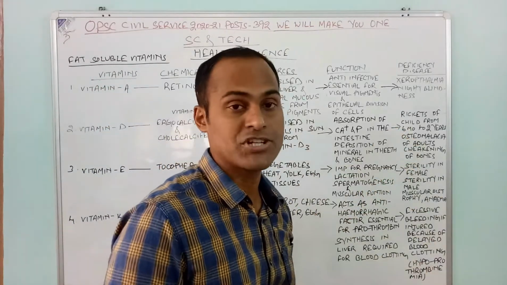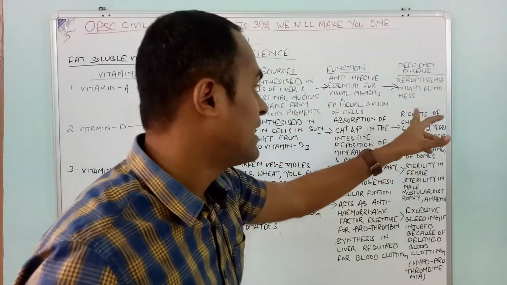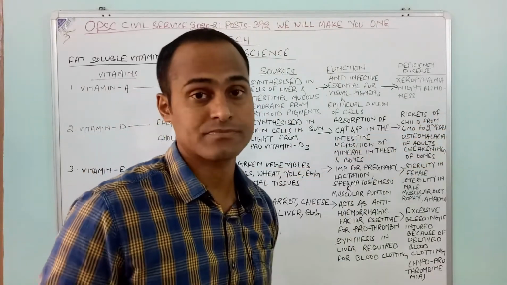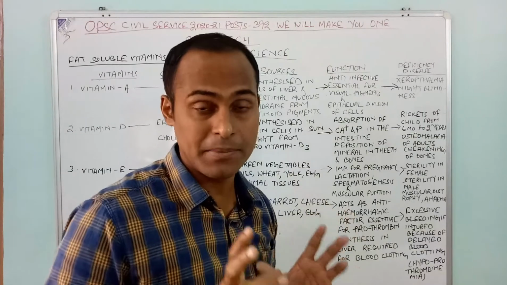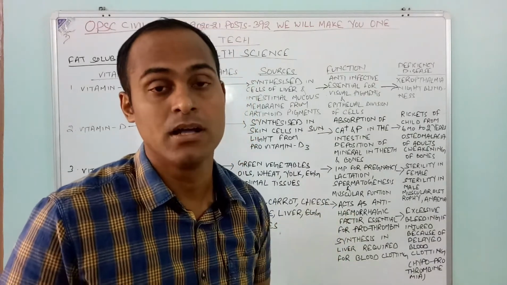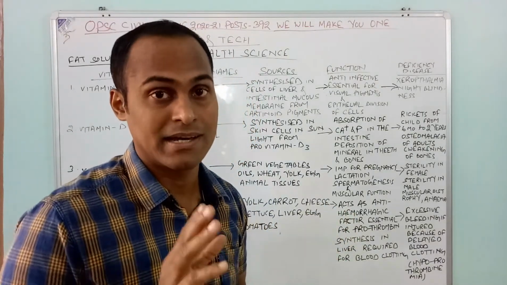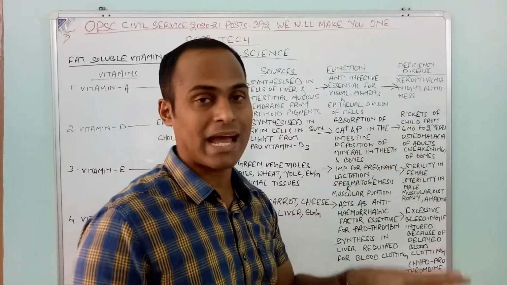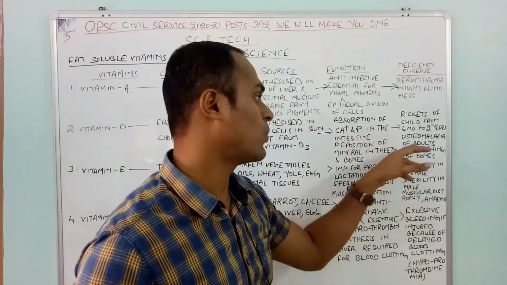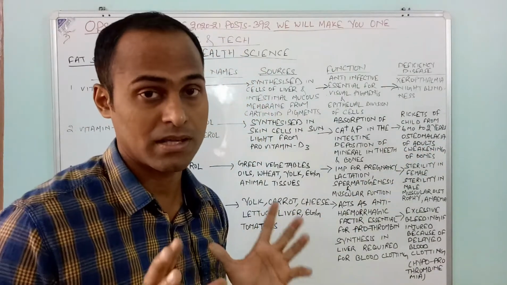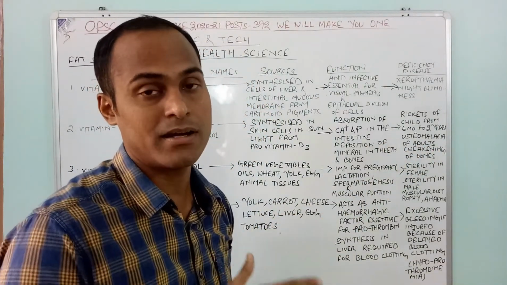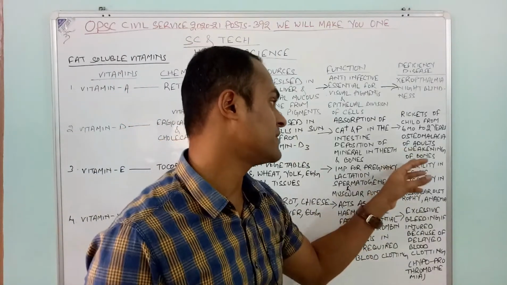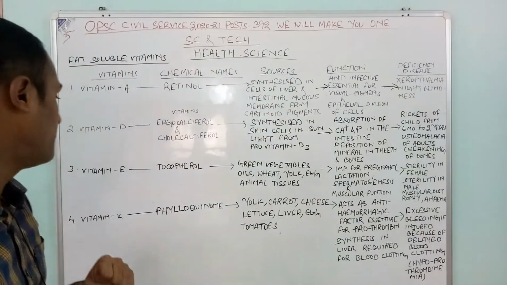Then what is the deficiency? The deficiency causes rickets in children from 6 months to 2 years. Whenever there is a vitamin D deficiency in a child, there will be rickets, and when it happens in an adult, it is weakening of bones.